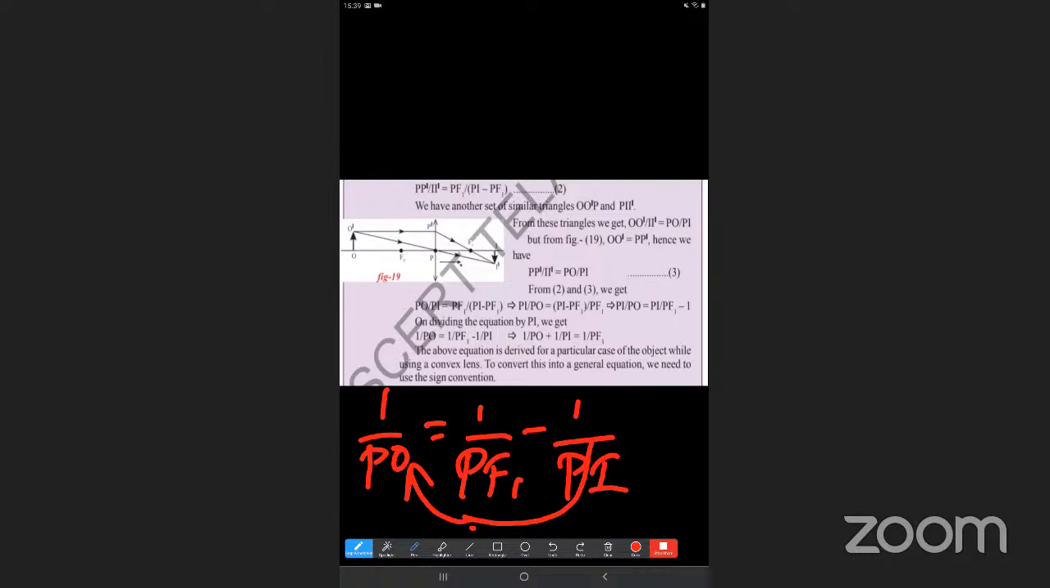This equation is derived for a particular case of the object while using a convex lens. The equation 1 by PO plus 1 by PI equals 1 by PF1 is used only for a convex lens. To convert this into a general equation that can be used for other lenses also, we need to use sign convention.